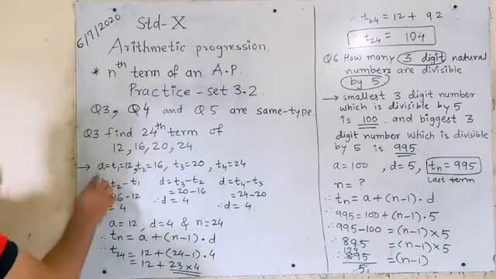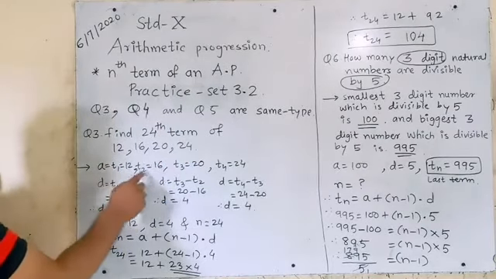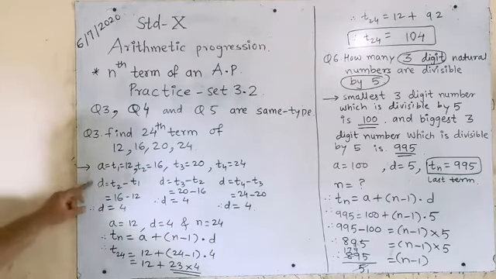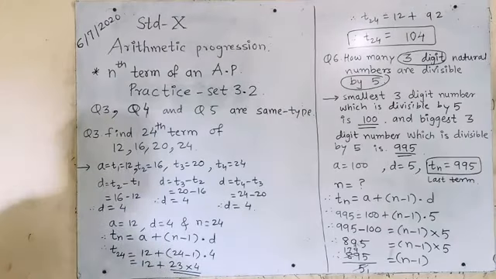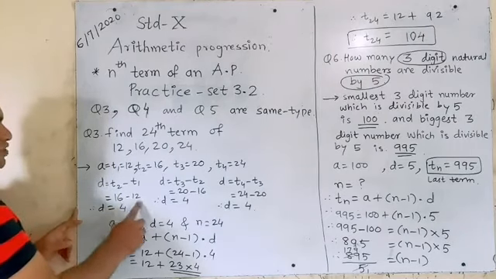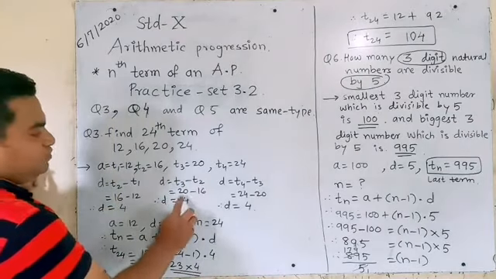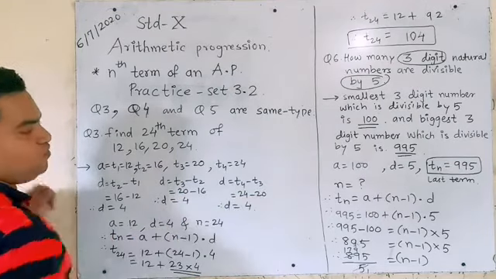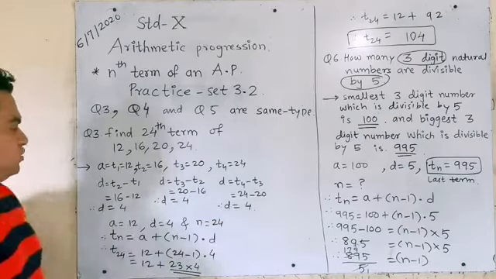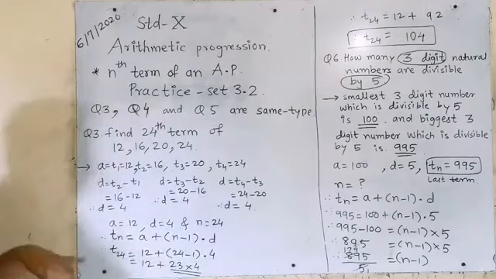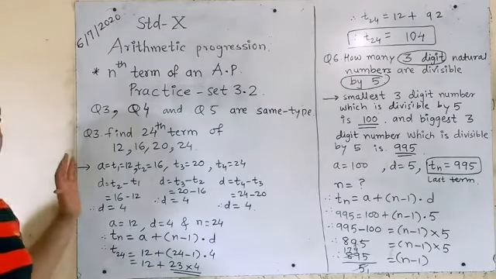First we have to write A is equal to T1, which is 12, T2 is equal to 16, T3, T4. First we have to find the constant difference between each consecutive term. We have the formula D is equal to T2 minus T1: 16 minus 12 is 4. T3 minus T2: 20 minus 16 is 4. Now T4 minus T3: 24 minus 20, the answer is 4. So we can see the constant difference is the same, 4. That's why the given sequence is in arithmetic progression.